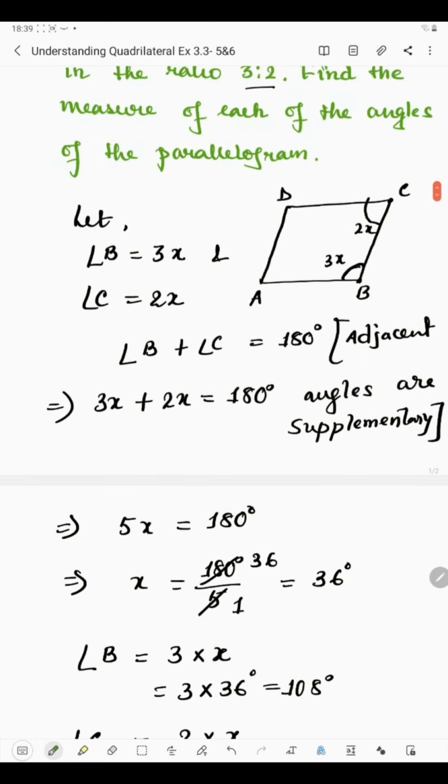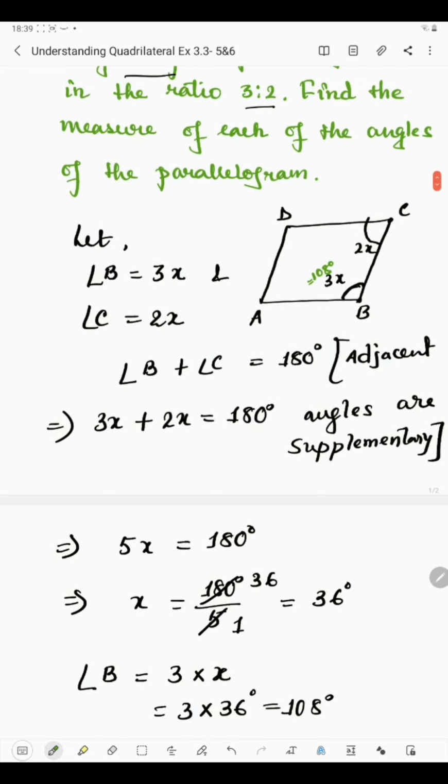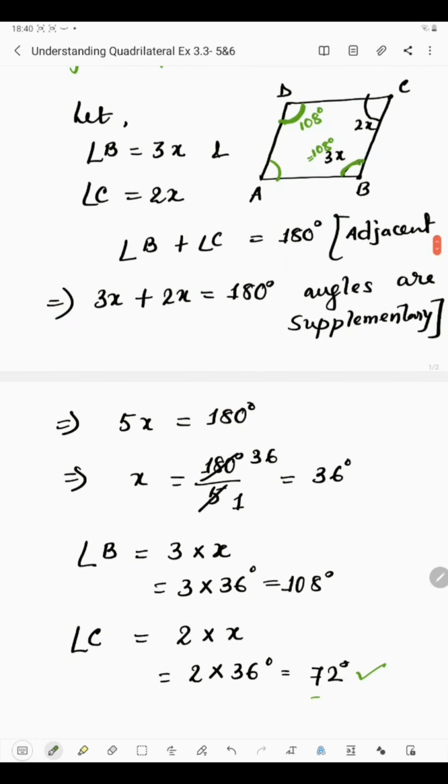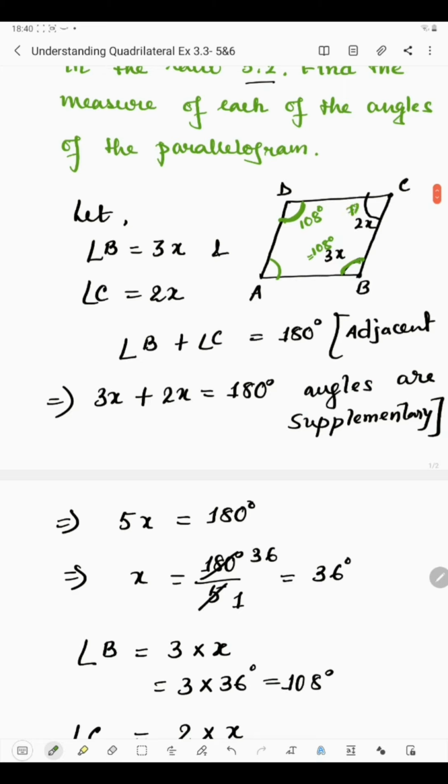Now here 3x is 108 degrees, and we know that we have to find each angle of the parallelogram. That means we have to find angle D and A as well. Now this angle B is 108 degrees and angle D is just opposite of B, and in a parallelogram opposite angles are equal. So if angle B is 108 degrees, angle D also will be 108 degrees, isn't it? Now angle C we have got as 72 degrees.